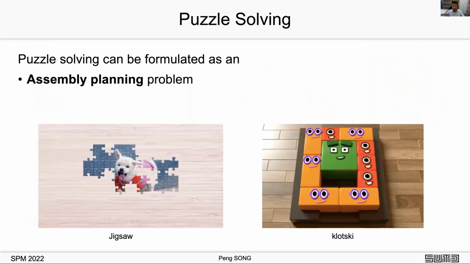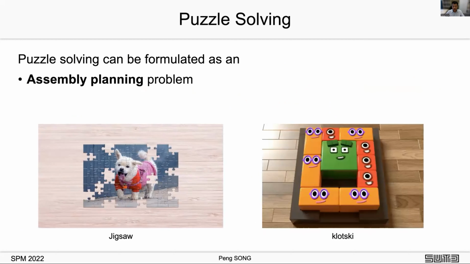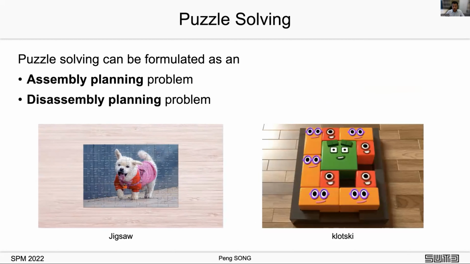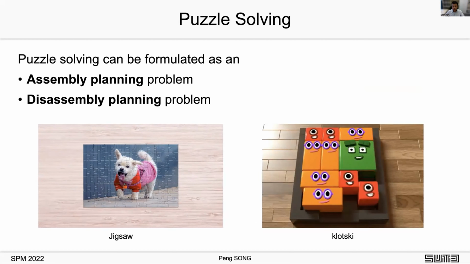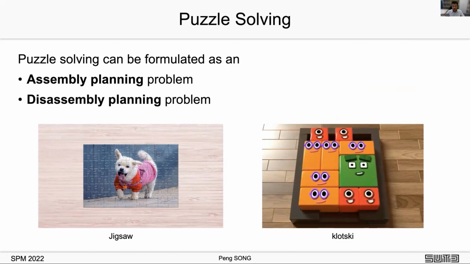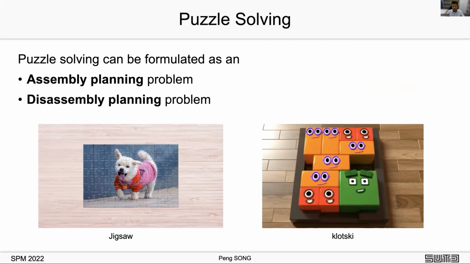From this explanation, we can see that puzzle solving can be formulated as an assembly planning problem, where we put a set of puzzle pieces together to form a meaningful shape. It can also be formulated as a disassembly planning problem, where we move a set of puzzle pieces to reach a configuration where a target puzzle piece can be taken out, such as the green piece shown in this example.